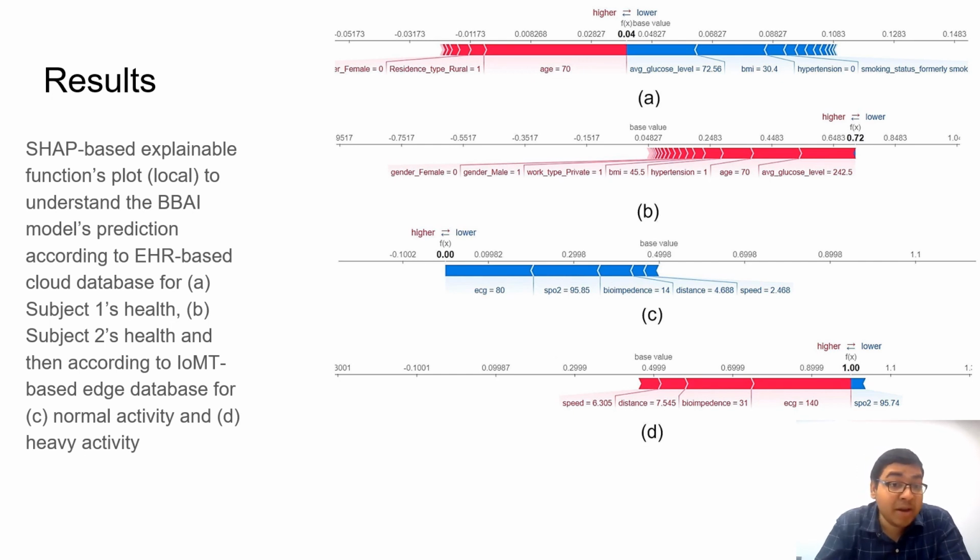Similarly, for the IoMT-based database, there is the edge database. For normal activity, we are getting 0% prediction of heart attack, and for the next case, when one person is doing heavy activity, we are getting heart attack chances of 1 when the bioimpedance, the distance, the speed, the ECG, all these things are actually high.